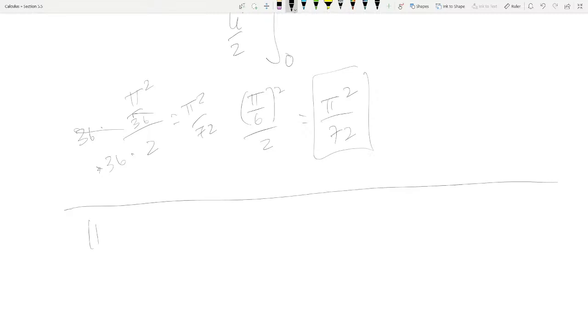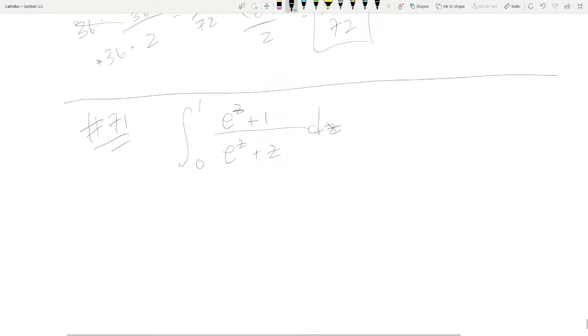Number 71. Integral from 0 to 1 of e to the z plus 1 over e to the z plus z, dz. Well, this is a 1 over u du. You see how the derivative of this denominator is e to the z plus 1, which is exactly what I have up there.